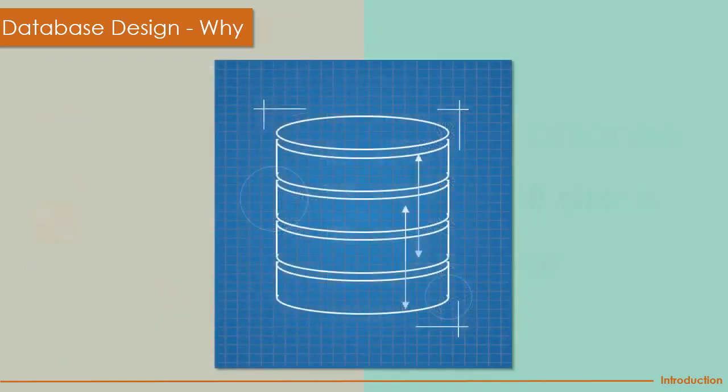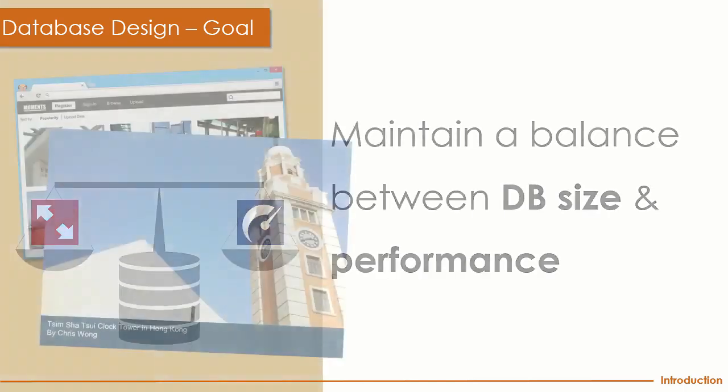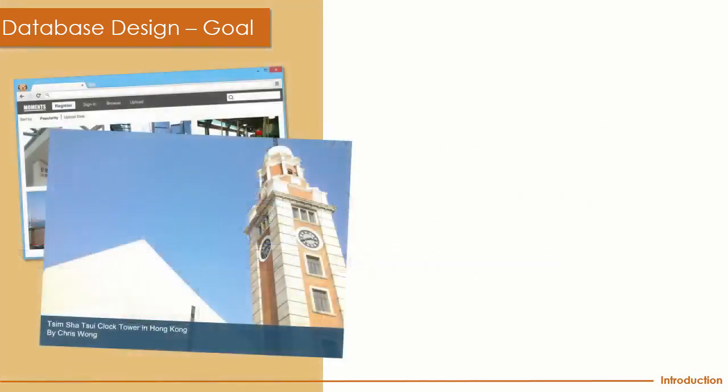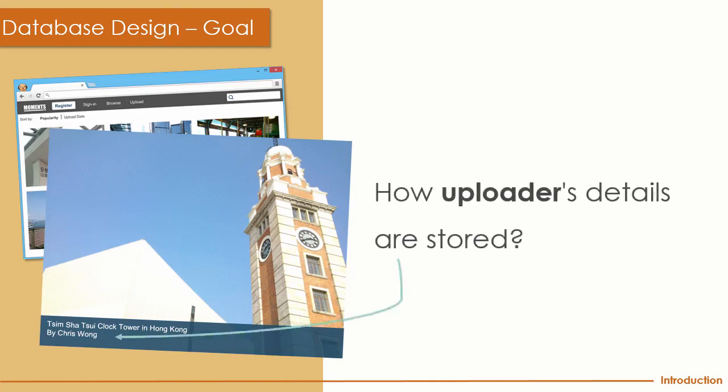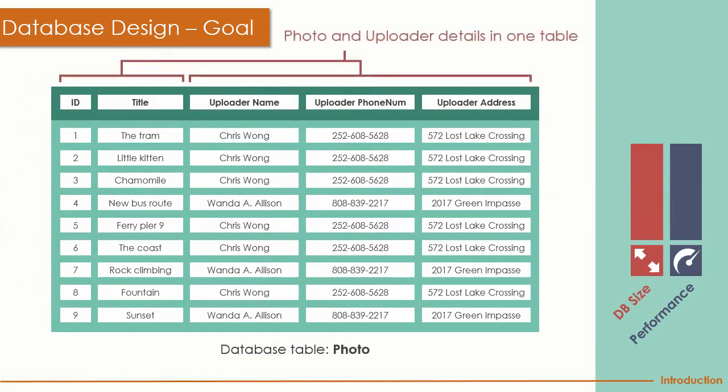A good database design serves the goal of maintaining the balance between the database size and the performance. So let me show you a simple example about how to balance size and performance. Here we have an example that we have a photo. Under the photo, we have the uploaded detail, like who uploaded the photo. This is uploaded by a person called Chris Wong. You can imagine you can save it in the database like that. You have saved all the photo and uploaded detail in one single table.